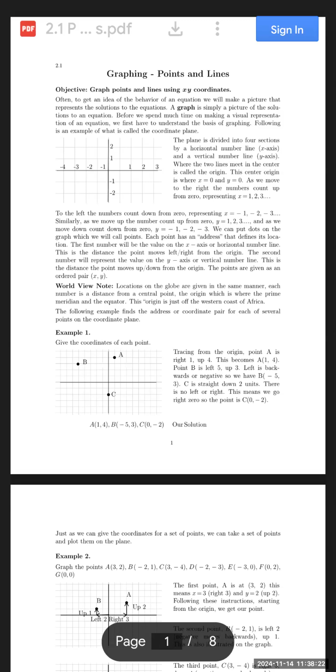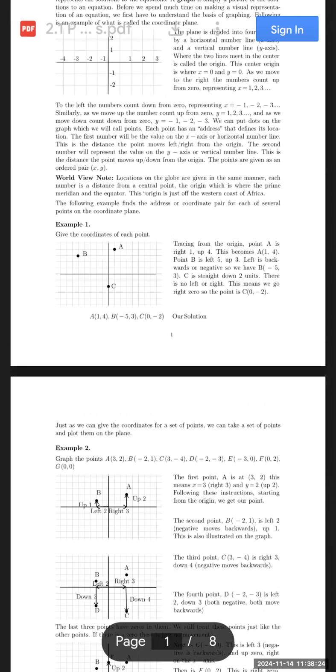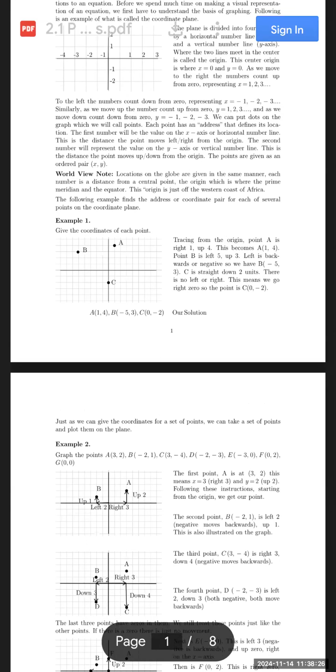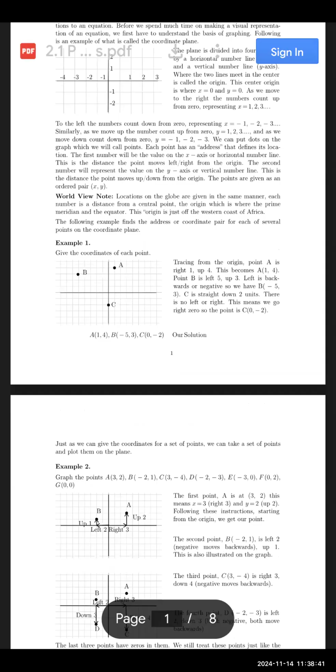Great, okay. Now, example 1, so it says, give the coordinates of each point. So we look at A and we write the coordinates for A, 1, 4. B, the coordinates for B are, you go left 5 and up 3. So that's -5, 3. Anything on the left of the center is called, let me actually put it here. This is the origin where I put the dot. Everything on the left of that is negative, and everything on the bottom of it is negative.